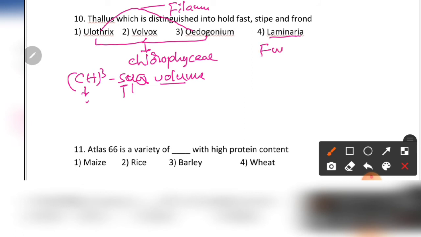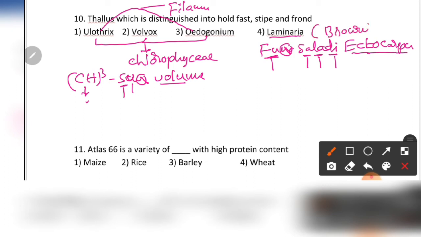Fun salad ectocarpus is the code. Fun salad ectocarpus is my favorite food material. So this is a fun salad. Fu is Fucus, N is a strikeout. Sa Sargassum, La Laminaria, Di Dictyota, and Ectocarpus. So these algae are brown algae. So brown algae have the body differentiated into holdfast, stipe, and frond. The holdfast helps to attach to the substratum. So the answer will be 4.